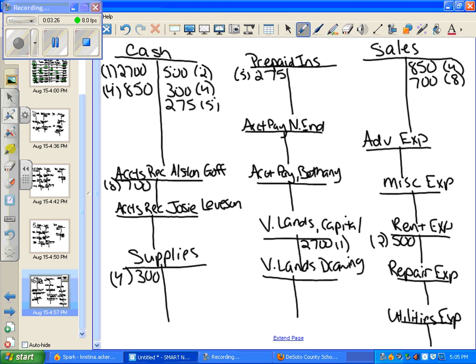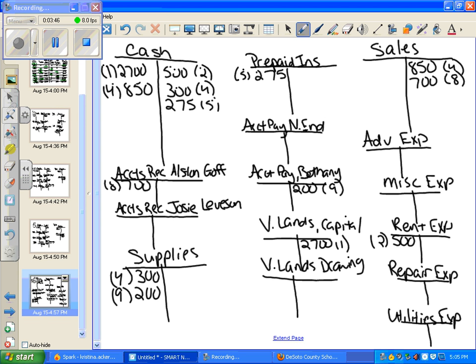On the 9th, we bought supplies on account from Bethany Supplies, $200. So our supplies are going to increase with a debit, and the amount of money that we owe Bethany Supplies is going to increase with a credit, and that's going to be on the 9th.